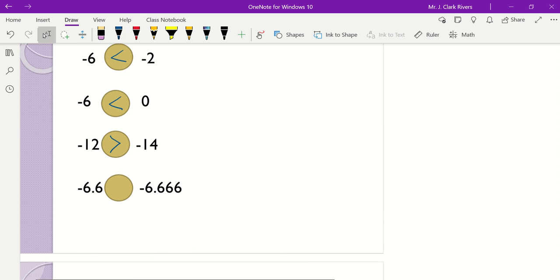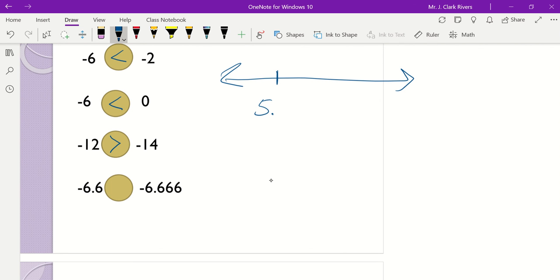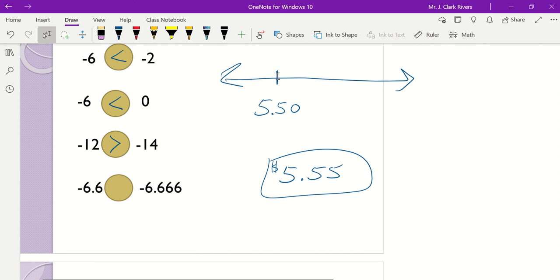Okay, now for the last one, let's talk about positive numbers before we talk about these negative numbers. Let's say you got money in your pocket, right? And here is $5.50, okay? And then something happens, maybe you find some money, and now you have $5.55. What number is greater, $5.50 or $5.55? Caitlin? $5.55. Right, so this one is larger. This one's greater than. So, Caitlin, am I going to put this $5.55 to the left or to the right of 5.50? To the right of 5.50, right?